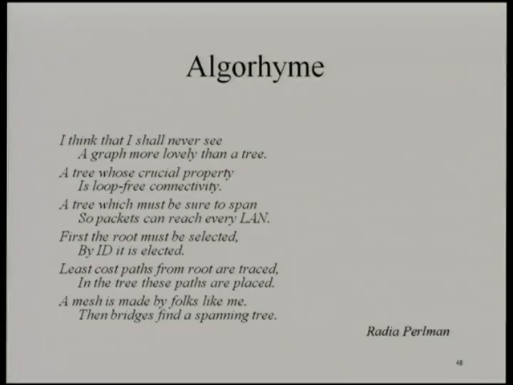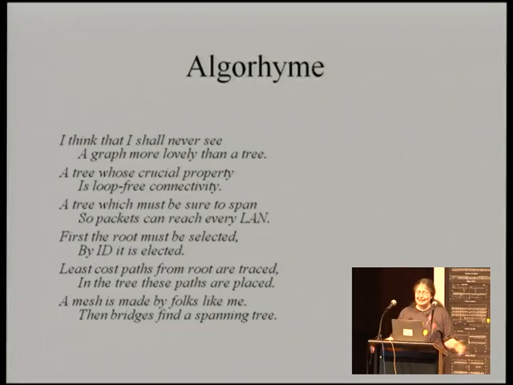I think that I shall never see a graph more lovely than a tree whose crucial property is loop-free connectivity, a tree which must be sure to span so packets can reach every LAN. First, the root must be selected. By ID, it is elected. Least cost paths from root are traced. In the tree, these paths are placed. A mesh is made by folks like me, then bridges find a spanning tree.